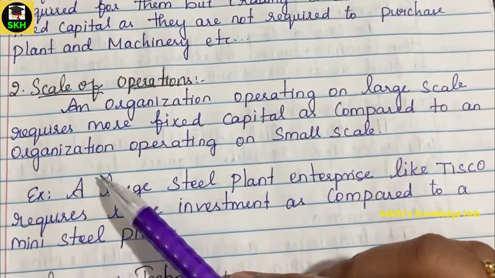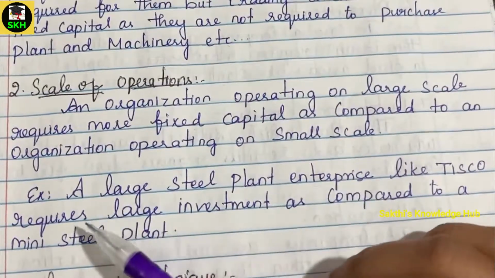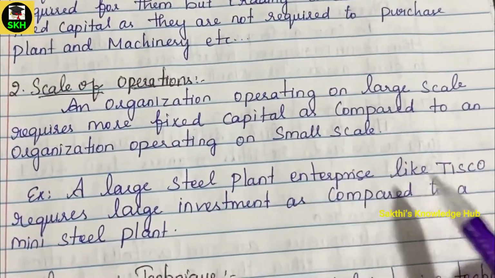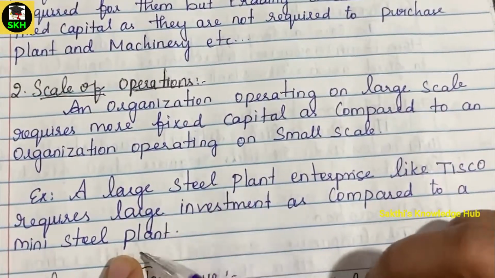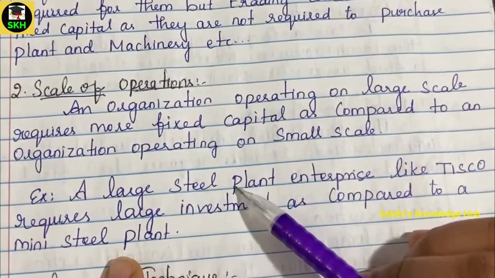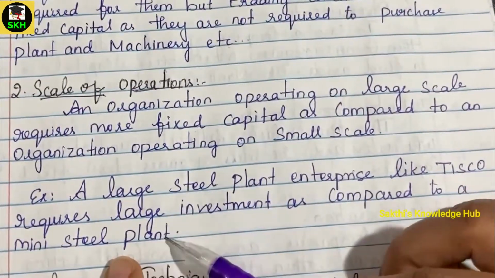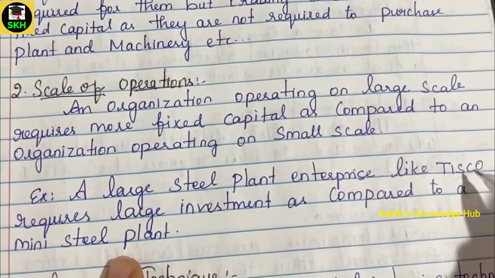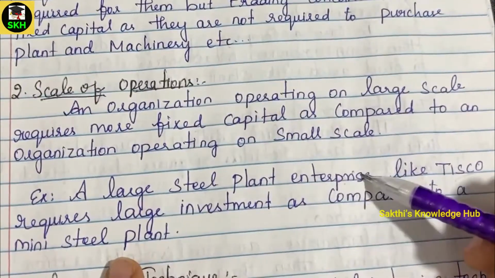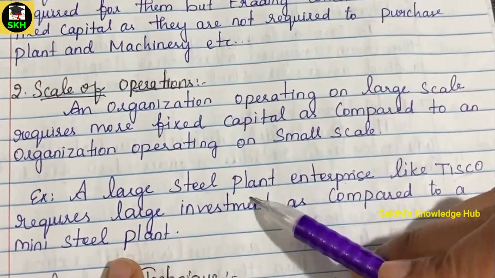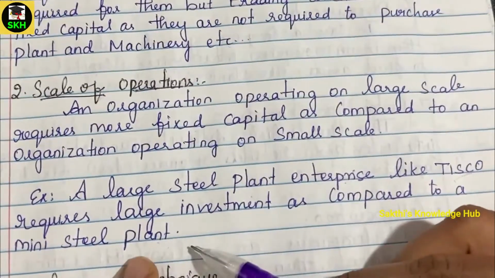Here we have an example for understanding. A large steel plant enterprise like Tisco requires a large investment as compared to a mini steel plant. Both are the same nature of business, both industries are the same, the steel plant. But the difference is the large scale and the small scale. Tisco is the largest steel plant enterprise, so they need a large investment as fixed capital. But any mini or small steel plants don't need much investment as fixed capital.